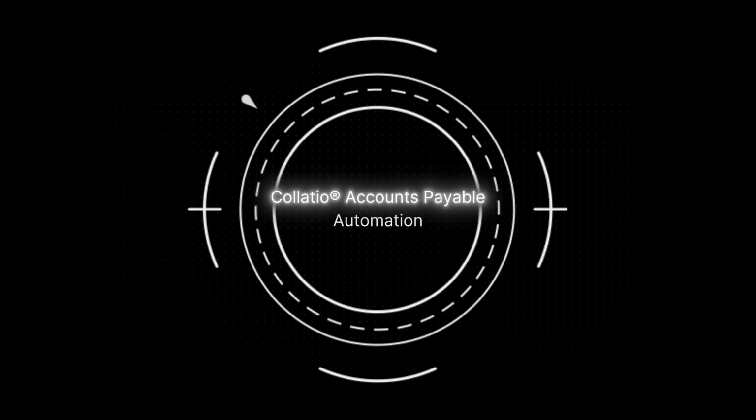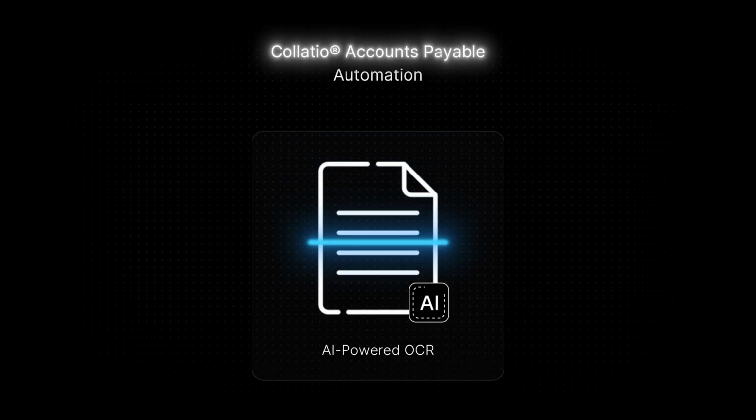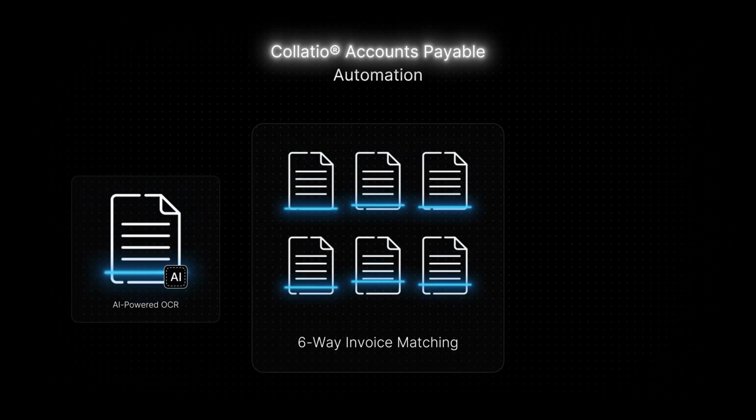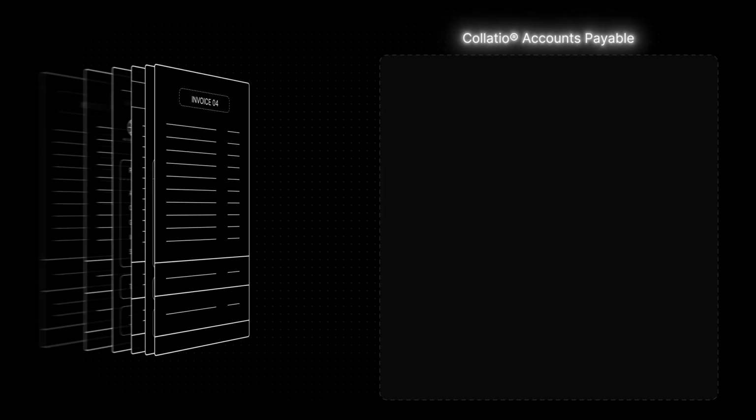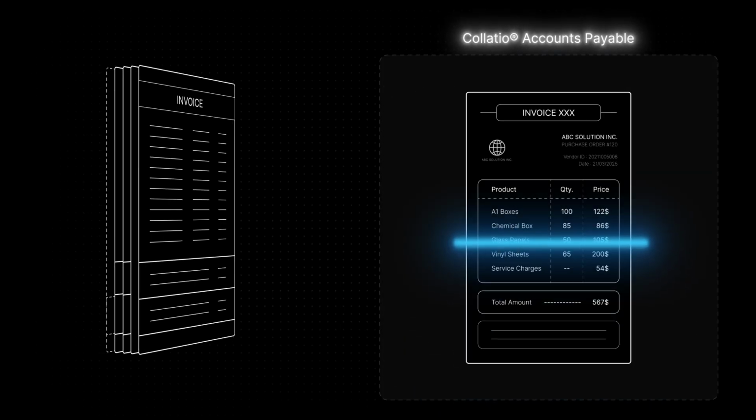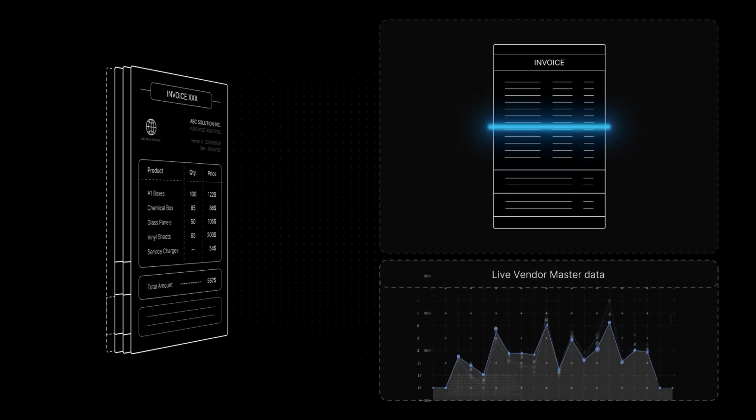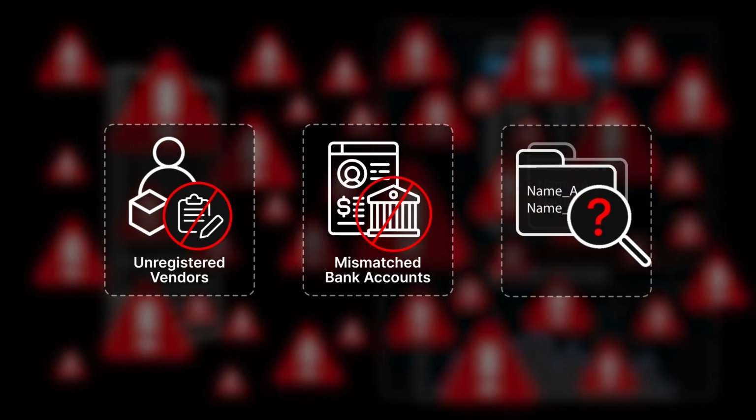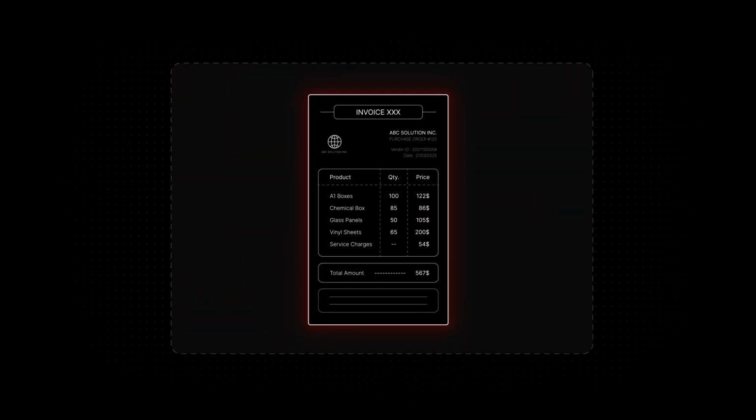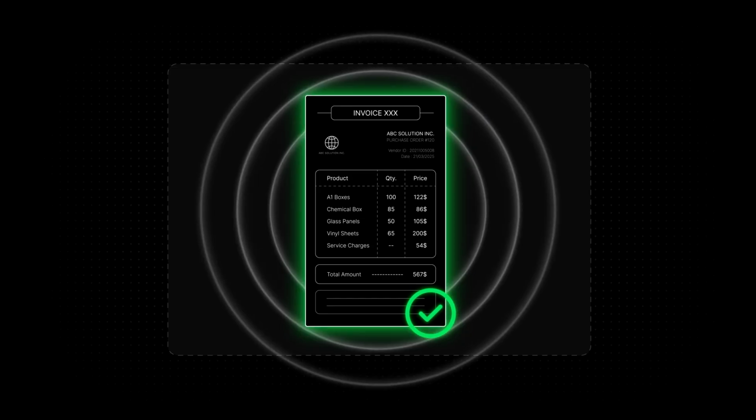Collatio Accounts Payable Automation proactively addresses these risks with its AI-powered OCR, 6-way invoice matching, and advanced fraud detection technology. Collatio continuously matches incoming invoice vendor records against your live vendor master data and flags any anomalies like unregistered vendors, mismatched bank accounts, or naming inconsistencies, and automatically pauses the payment until resolved.